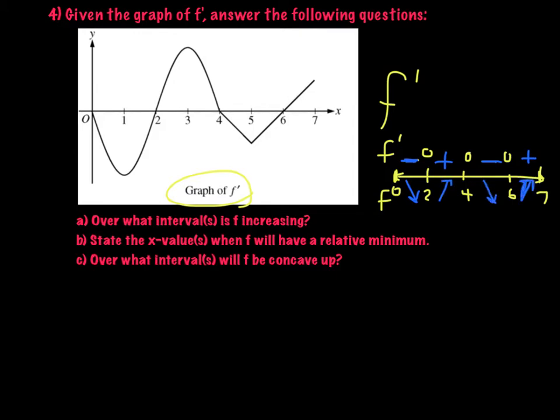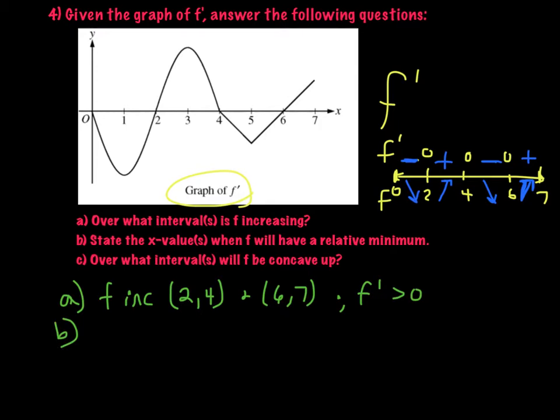Once I have that sign chart, I'm able to answer questions A and B very easily. Question A just says, over what interval is f increasing? Well, just go ahead and look at the sign chart you just made, and you can see that f is increasing from 2 to 4 and from 6 to 7. And that would be because f prime is greater than 0.